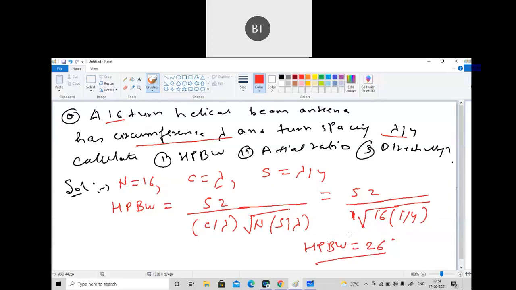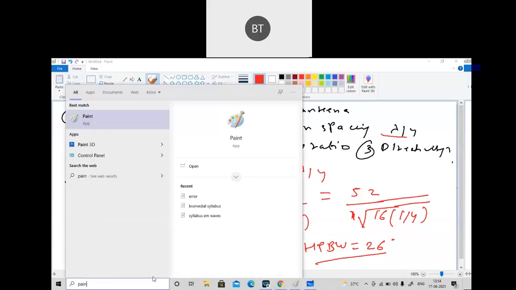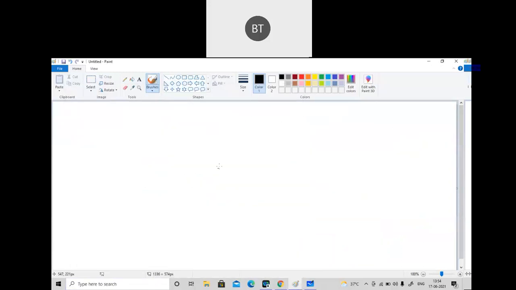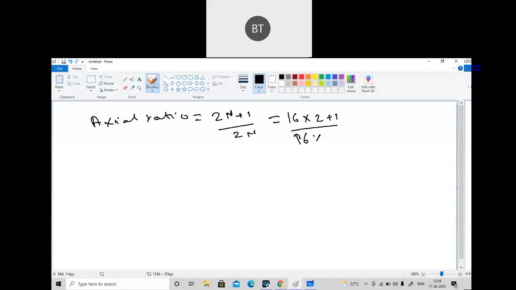Problems always come like this. Now we will calculate the axial ratio, the second thing we have to calculate. The axial ratio formula we have already seen. Axial ratio is given by 2N plus 1 upon 2N, which is equal to 16 into 2 plus 1 upon 16 into 2. The value of N is 16.